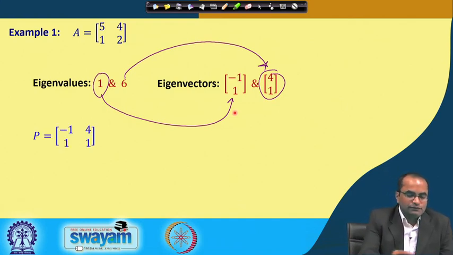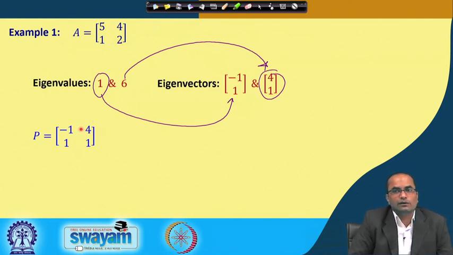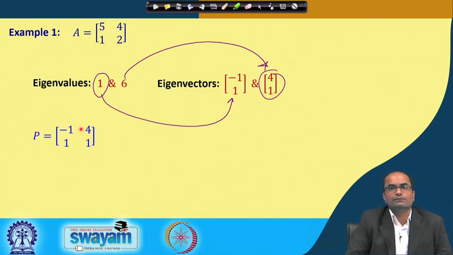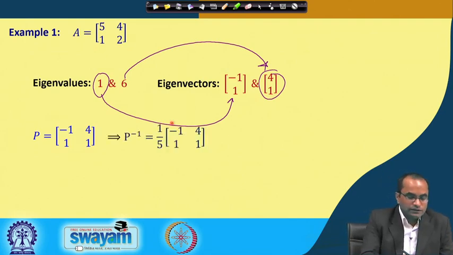The P will be, we are placing the eigenvectors as columns of this P. So, here (-1, 1) is the first column, and then (4, 1) is the second column. So, our model matrix is ready now, and we can verify how P inverse AP looks like. Here we have to get this P inverse also.